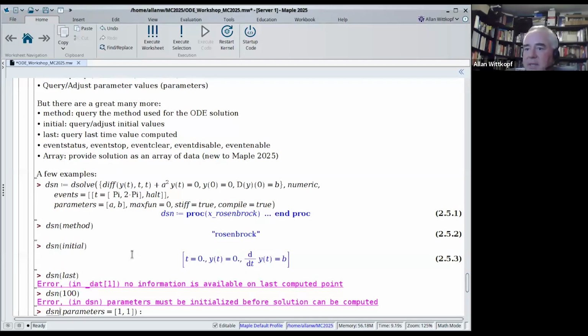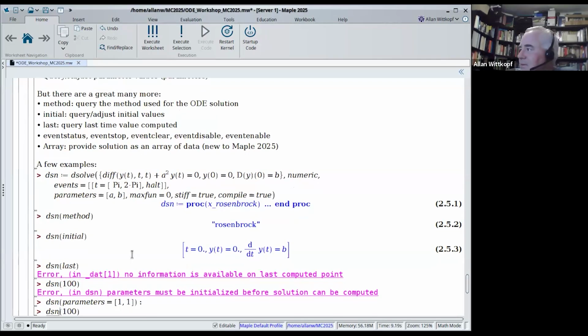So now if we do an evaluation, wait, we haven't set the parameters. Okay, we'll set the parameters.